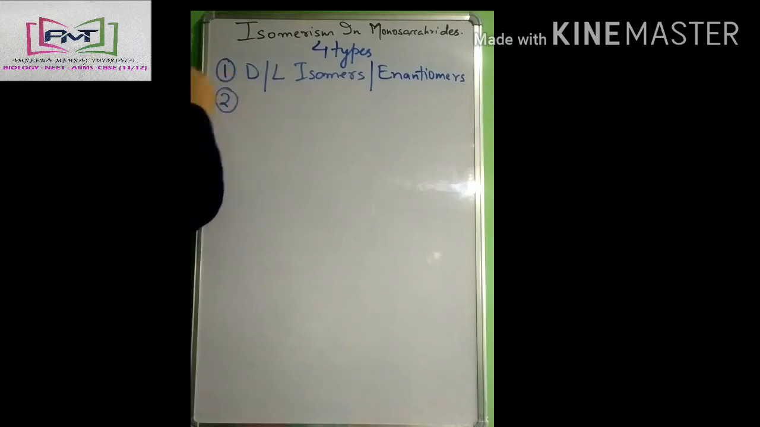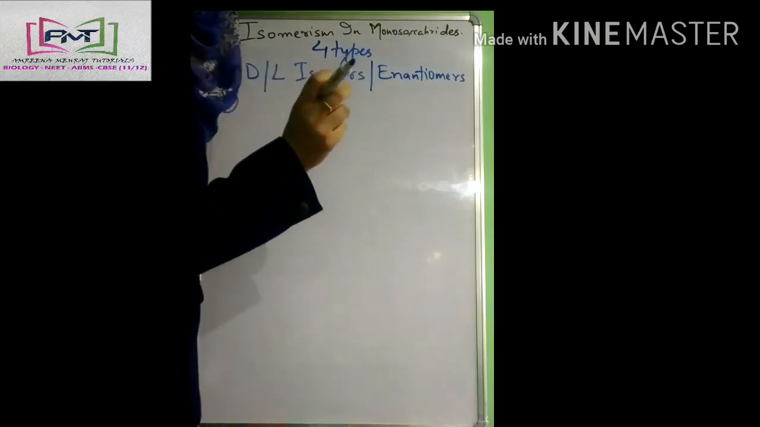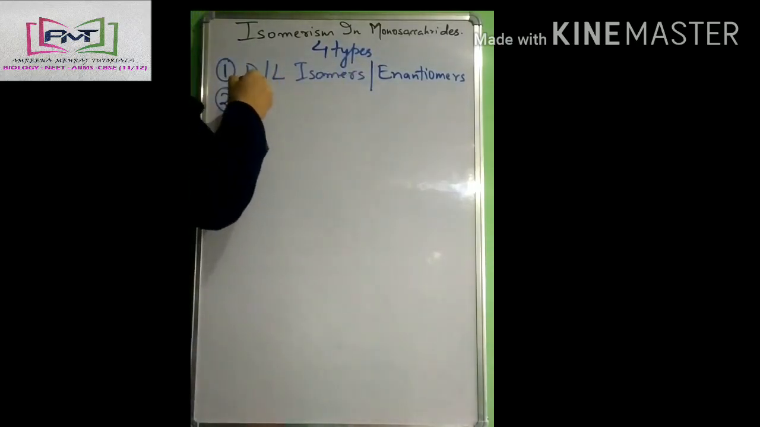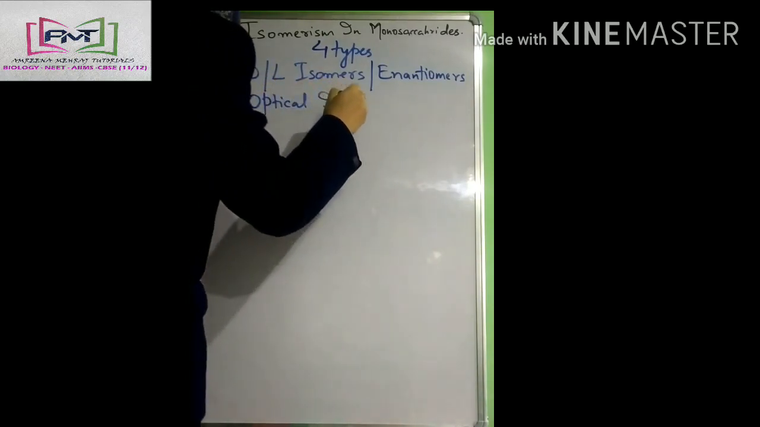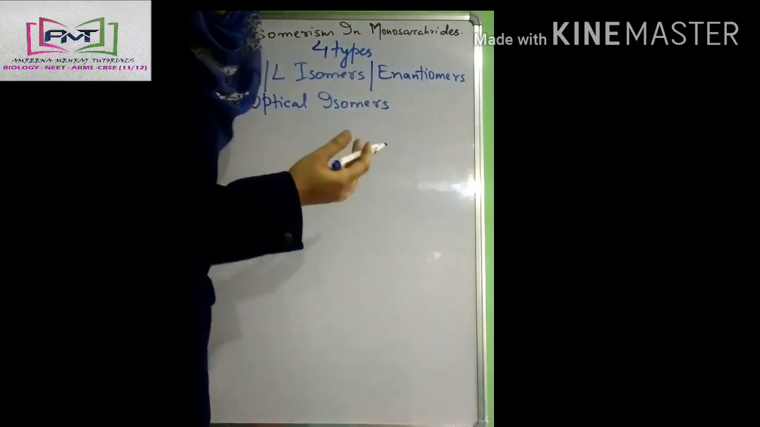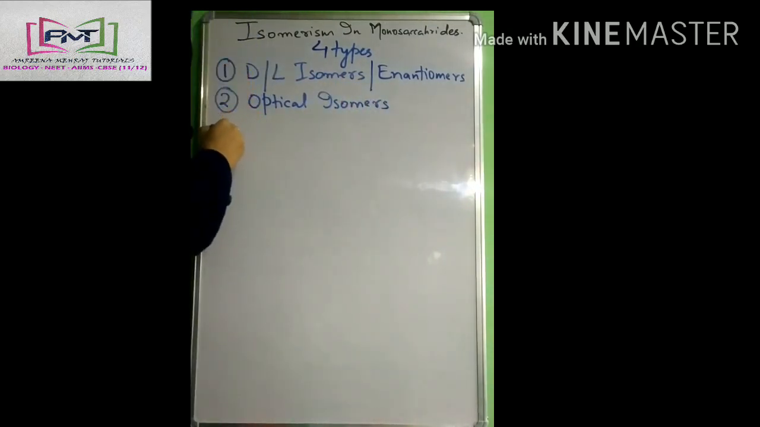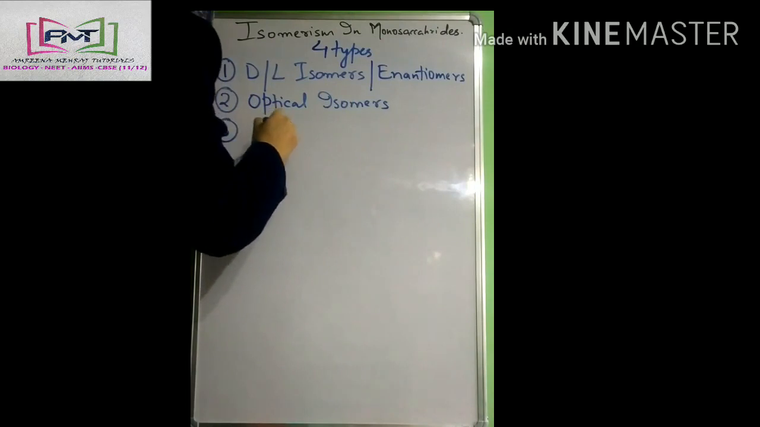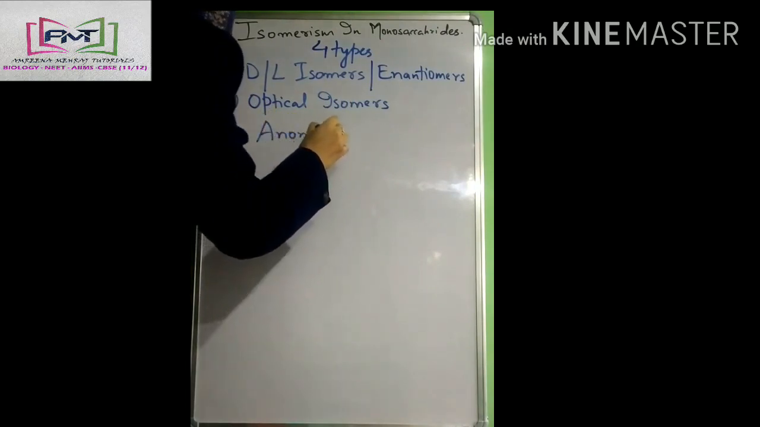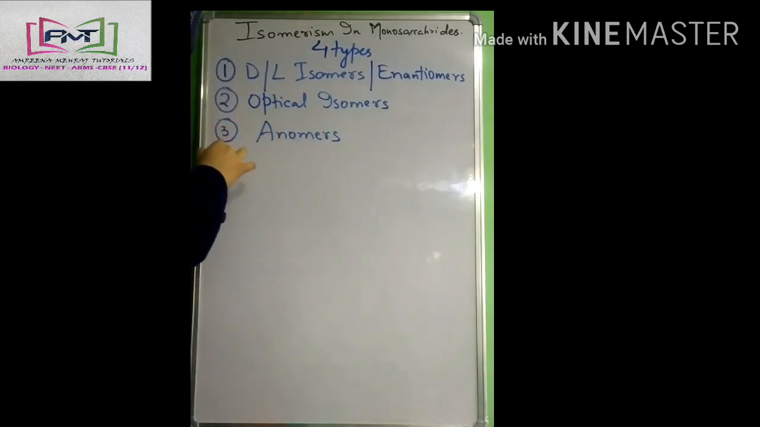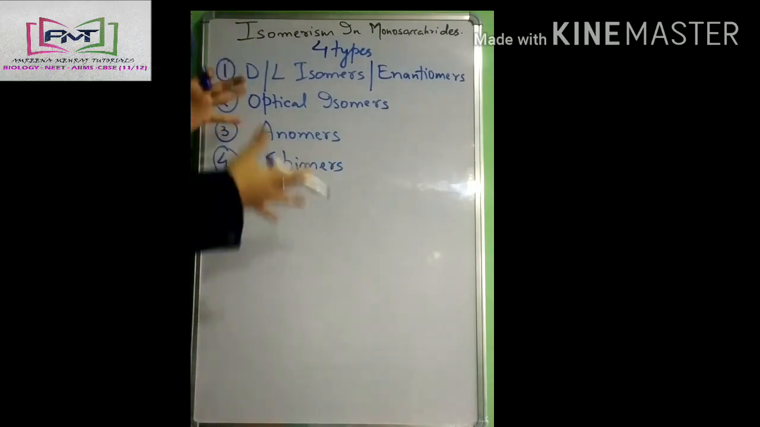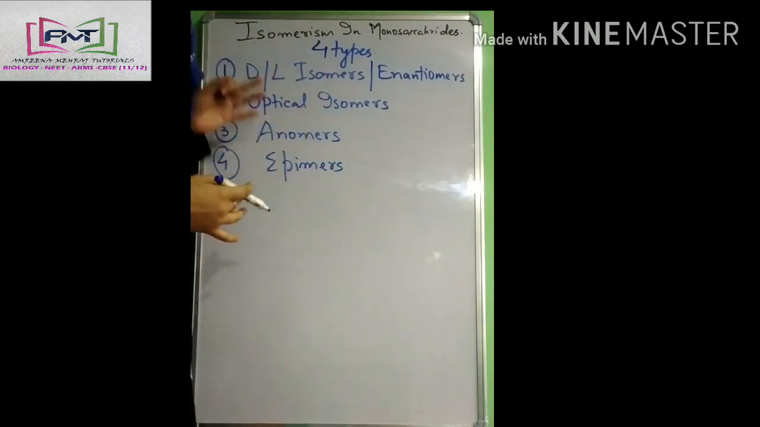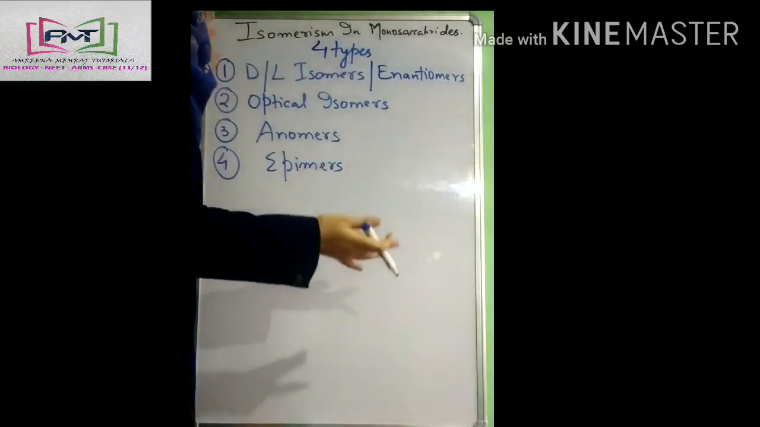The second type of isomers which I'll be discussing with you is going to take you to the world of physics, which I love a lot. Second is optical isomers. You'll get something to know about light in this. And third is about anomers. I'll be teaching you them also. And the last category which we'll discuss inshallah is going to be epimers. They are somewhere related to each other. They are not absolutely different.